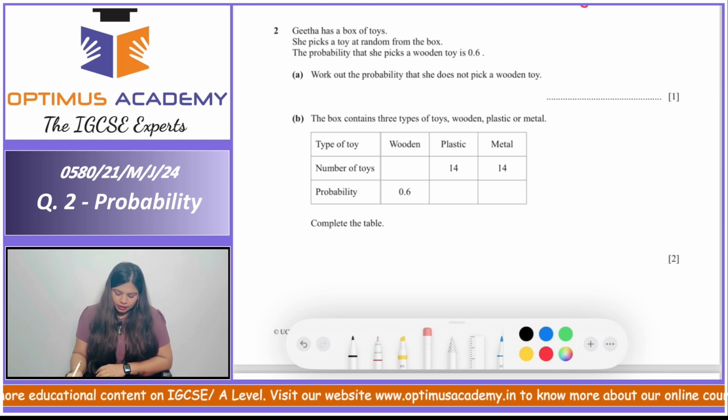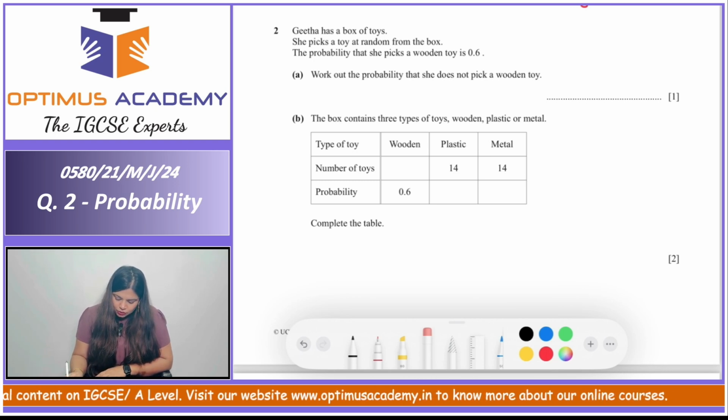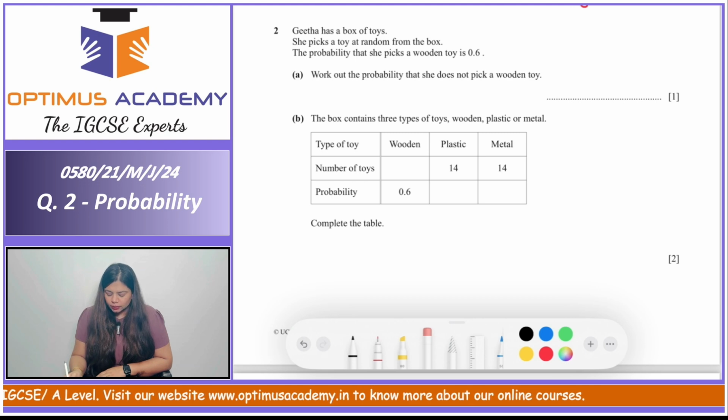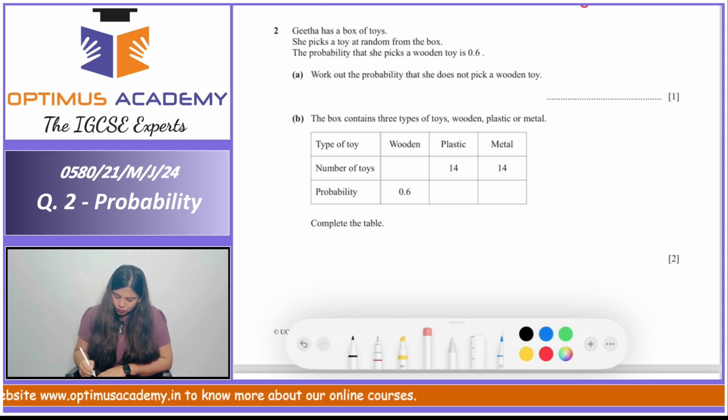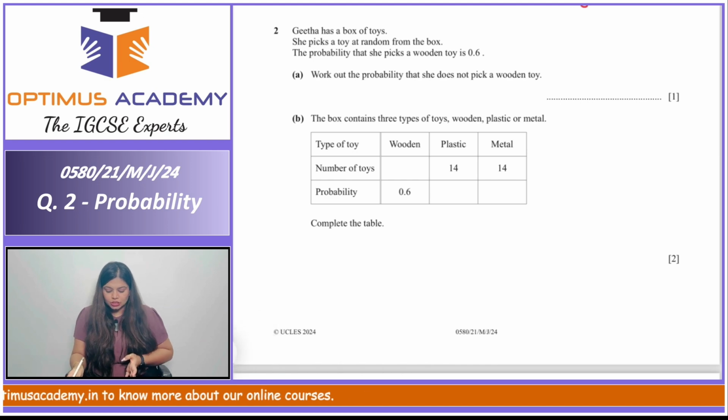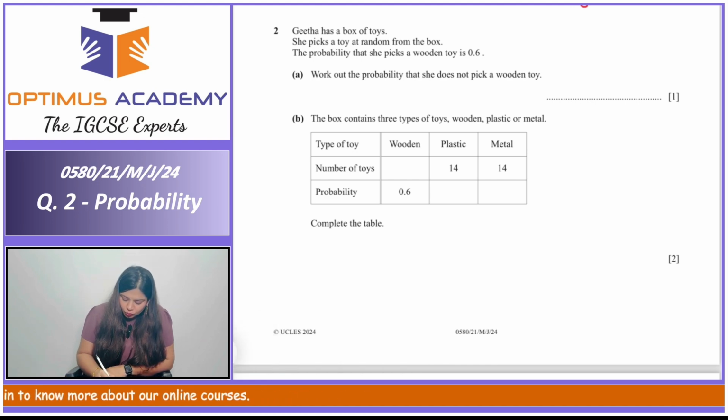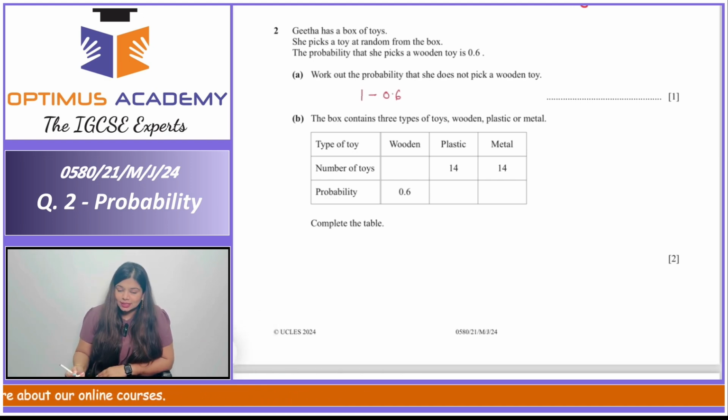Question 2 states that Geeta has a box of toys. She picks a toy at random from the box. The probability that she picks a wooden toy is 0.6. Now to find the probability that she does not pick a wooden toy would be 1 minus 0.6, that is 0.4.